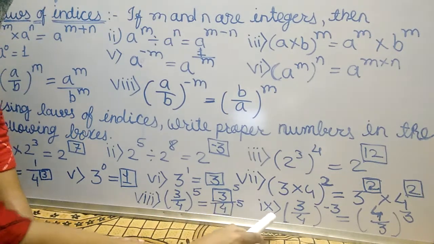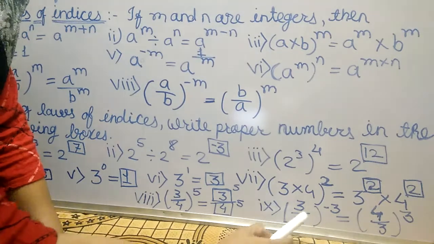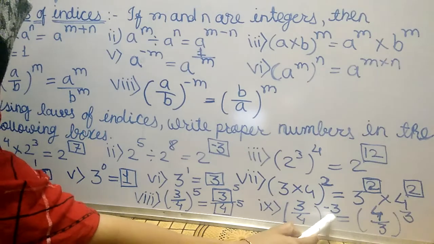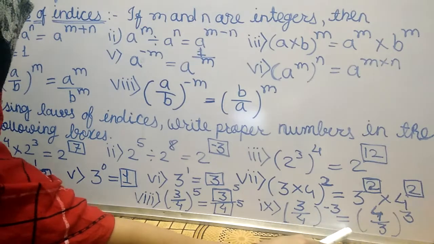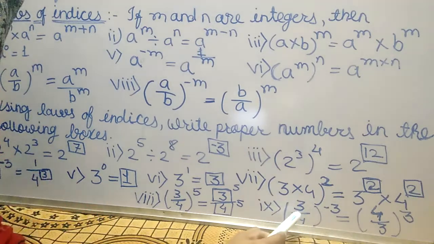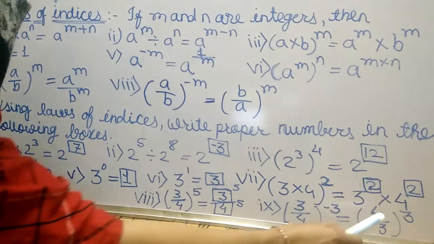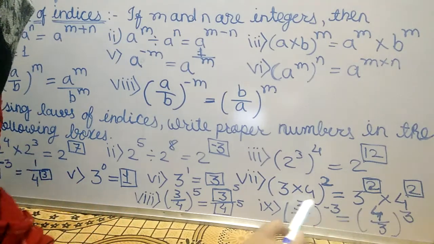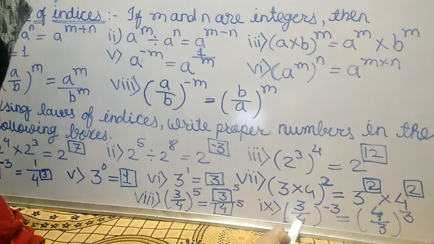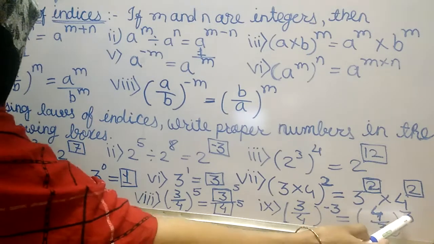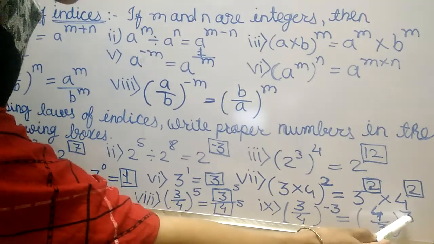Now 9th question: 3 by 4, and the power is negative, minus 3. Now we get the answer by inverting this number: 4 by 3, with 3 in the denominator and 4 in the numerator, and by removing minus here we get positive power 3.